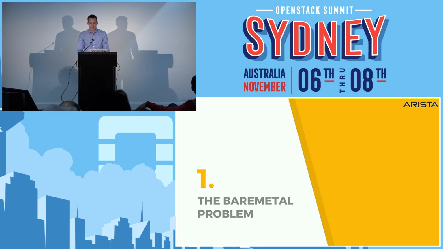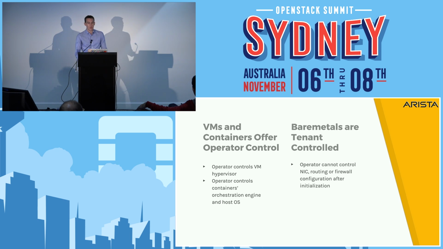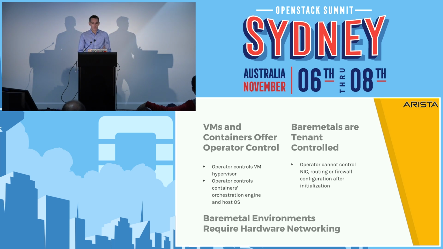So let's start with the Baremetal problem. Baremetals provide some interesting challenges when trying to set up a mixed compute environment. With VMs and containers, you have a foothold within the machines that those run on. You either have control over the hypervisor or the container orchestration engine. However, with Baremetals, once you've handed those over to the tenant, you no longer have any control of what goes on inside that machine. So your only point of control is really at the top of rack switch. And that's why in bare metal environments, you need to have hardware networking.